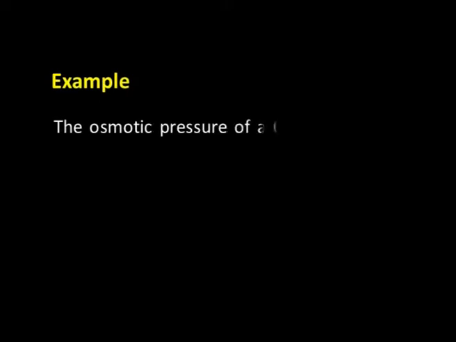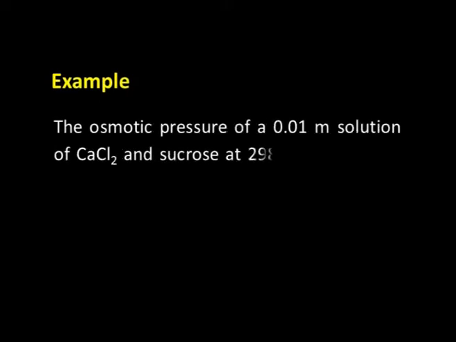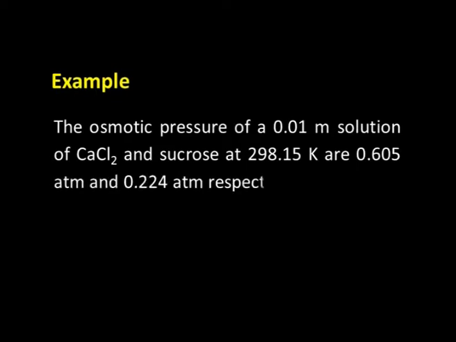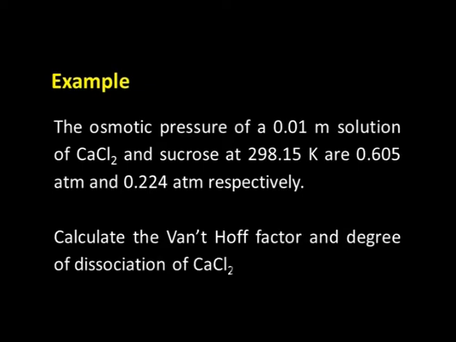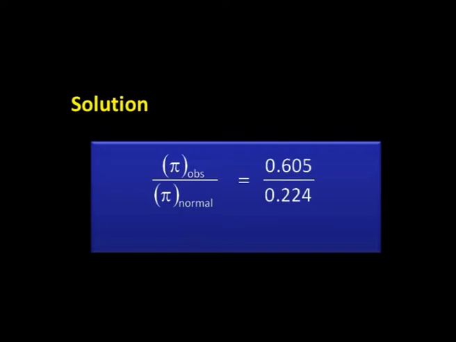Let us take an example to understand this dissociation in a better way. The osmotic pressure of a 0.01 molar solution of calcium chloride and sucrose at 298.15 Kelvin are 0.605 atmospheres and 0.224 atmospheres respectively. Calculate the Van 't Hoff factor and degree of dissociation of calcium chloride. We know that pi observed upon pi normal will be equal to 0.605 upon 0.2005 according to the problem, and pi observed upon pi normal will be equal to i, which we are getting as 2.70.